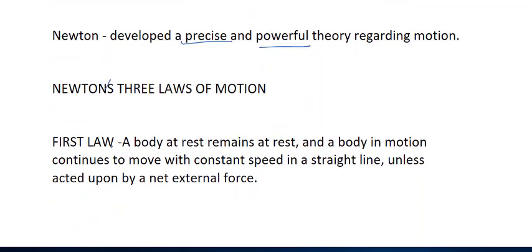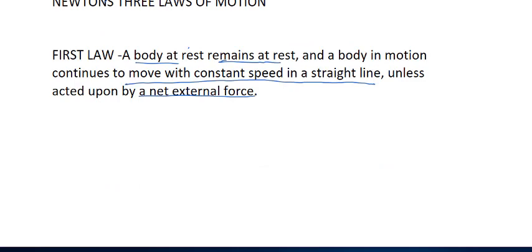The first law states that a body at rest remains at rest, and a body in motion continues to move with constant speed in a straight line unless acted upon by a net external force. In this statement, we can identify two situations. The first, a body at rest remains at rest. If your V naught, or initial velocity, is 0, then after some time your final velocity is still equal to 0. So it remains at rest.